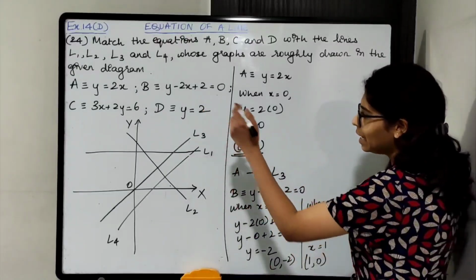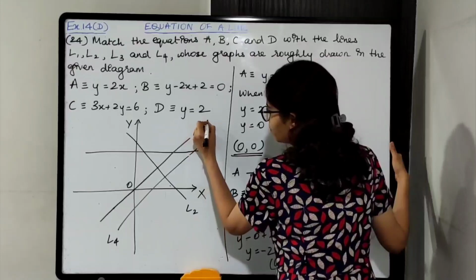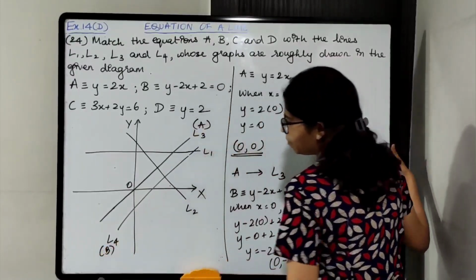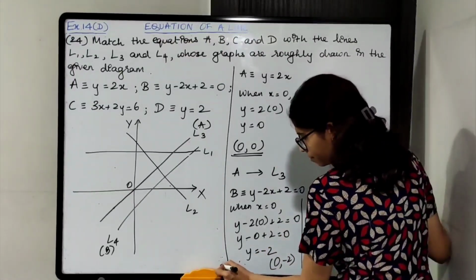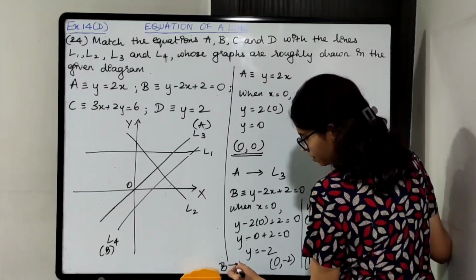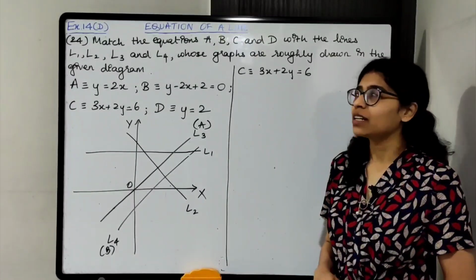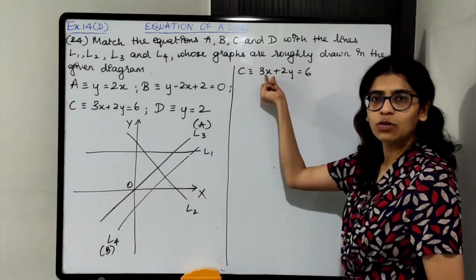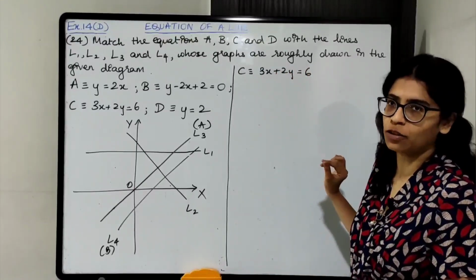So for A we got L3, and for L4 we got B. Write down after this, B with L4. Coming to equation C, again we'll put x as 0 and see what is the value of y, and then we'll put y as 0 and see what is the value of x.